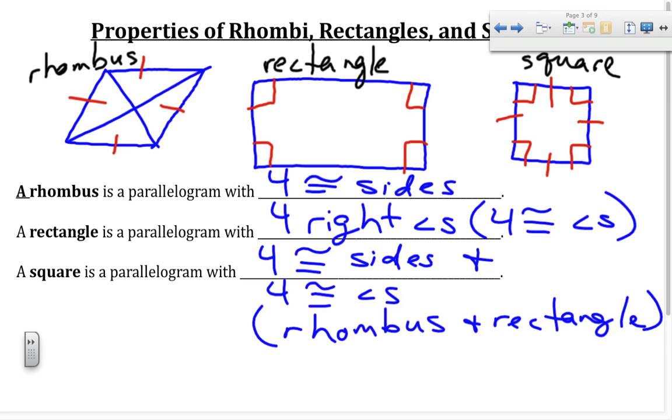Now, make sure that you're not stating the obvious. In other words, I already know that this is a parallelogram, so I already know that the diagonals bisect each other. That's a property of a parallelogram. Is there anything else interesting that you think might be true about the way these diagonals are intersecting?